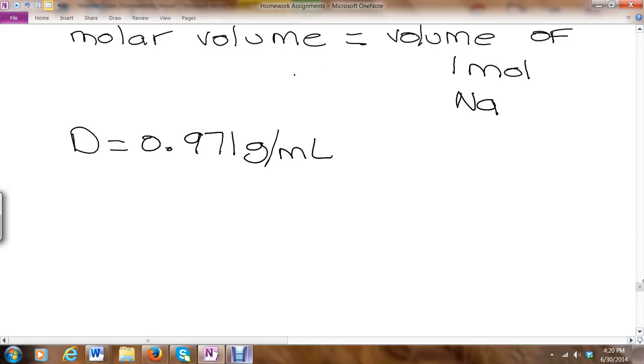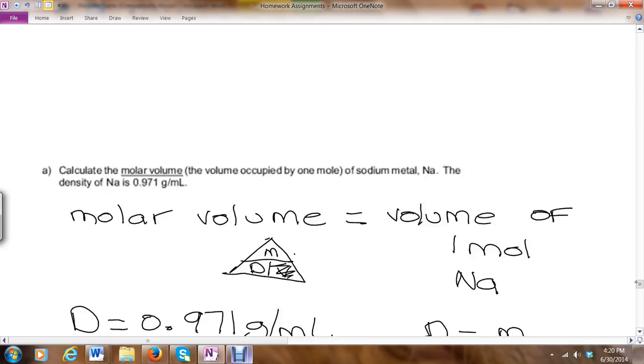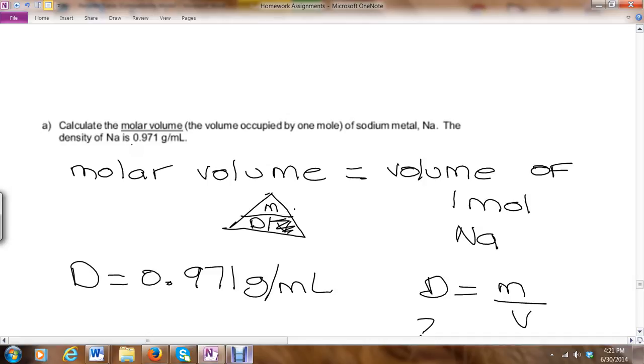But you know that to find the volume, density is equal to mass over volume, or your little triangle here, with mass on top, density and volume below. So if you want to find the volume, it is mass over density. Can you find that? Because that's what the problem is asking for. If they're giving you the density, they're telling you, in other words, to use the density formula.